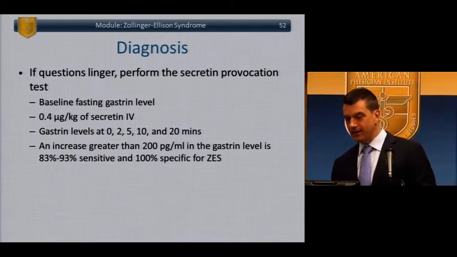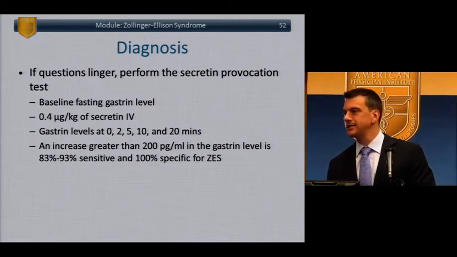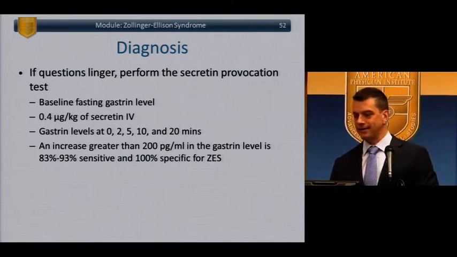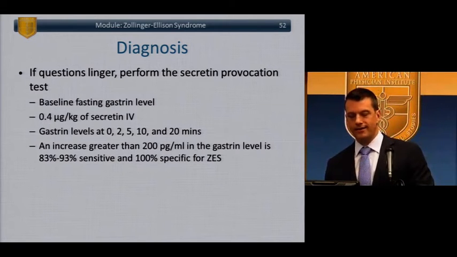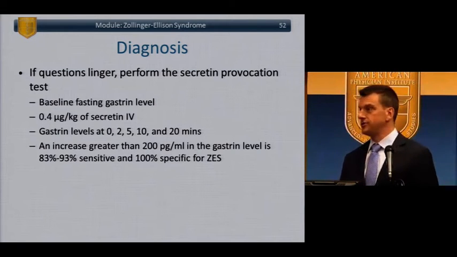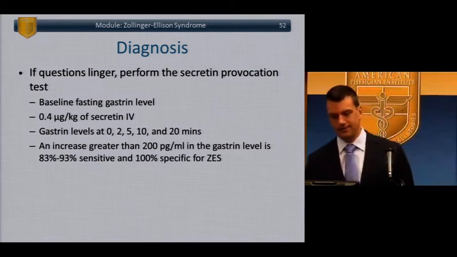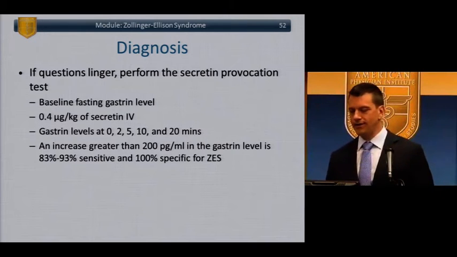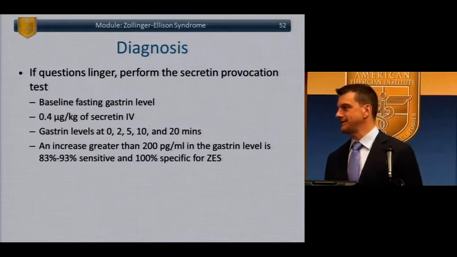If any questions linger, you can do the secretin provocation test. You get a fasting gastrin level, give secretin, and then check your gastrin at 0, 2, 5, 10, and 20 minutes. An increase greater than 200 in the gastrin level is sensitive and specific for ZES.